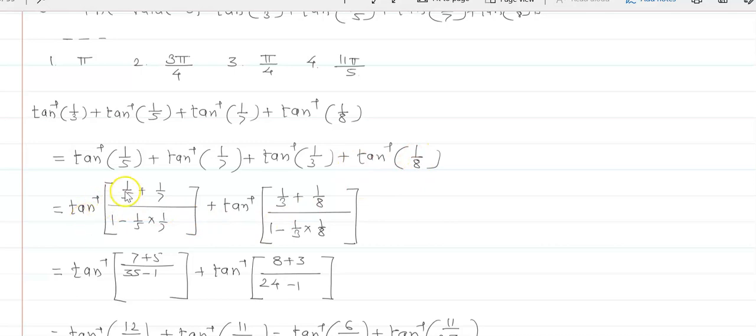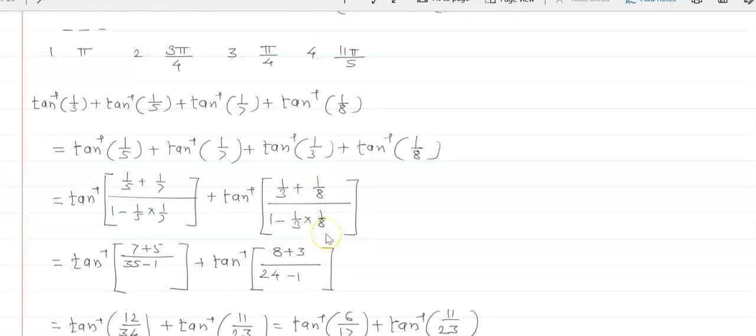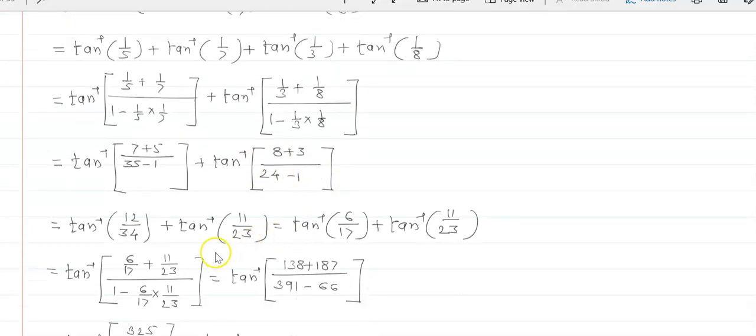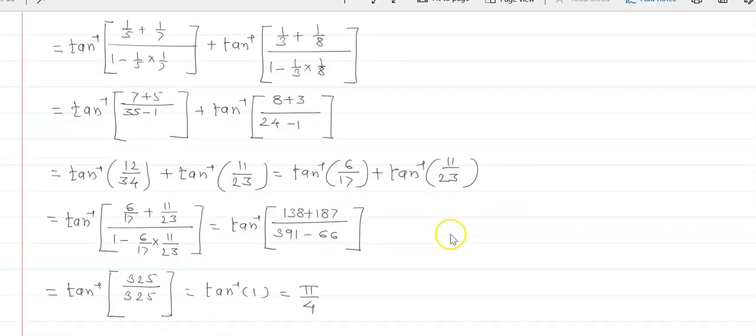Now solve this. Tan inverse of 1 by 5 plus 1 upon 7, then you will get tan inverse of 12 upon 34. Tan inverse of (1 by 3 plus 1 by 8) upon (1 minus 1 by 3 into 1 upon 8), that is tan inverse of (8 plus 3) upon (24 minus 1), that is tan inverse of 11 upon 23. And that is equal to tan inverse of 6 upon 17 plus tan inverse of 11 upon 23.